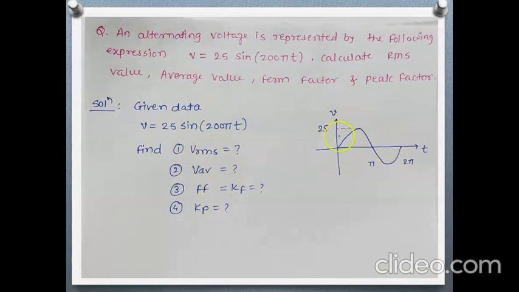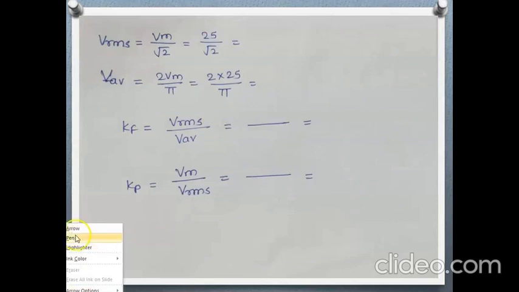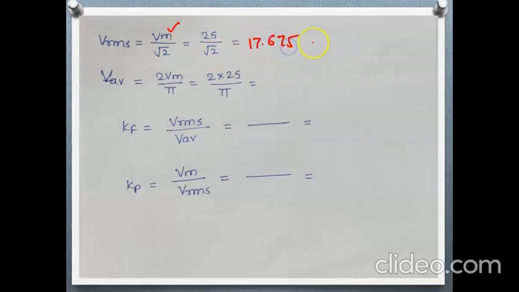Here we have drawn the waveform, and this is the peak value given, 25 volt. This is from 0 to pi and 2 pi, the total cycle, and the required time is t. So let's solve one by one. Here we know that Vrms is nothing but Vm upon root 2. So Vm given the value 25 volt divided by root 2 is nothing but 17.675. You can calculate with the help of calculator easily.